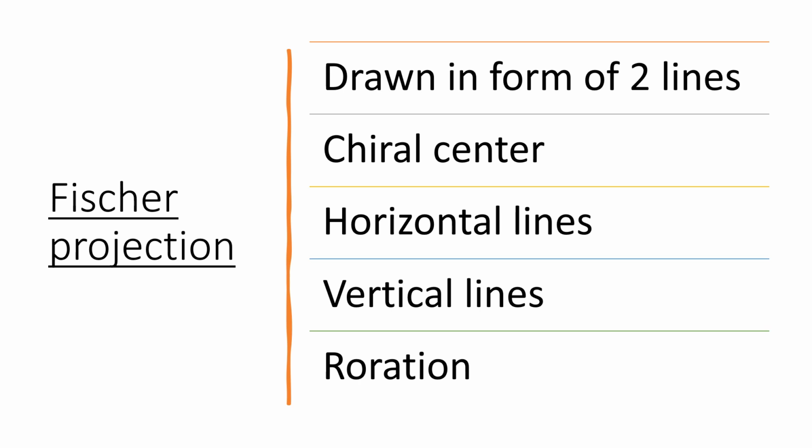The horizontal bonds are coming out of the plane of the paper towards the observer, as if to hug them. And the vertical lines represent the bonds going away from the observer, that is, behind the plane of the paper.